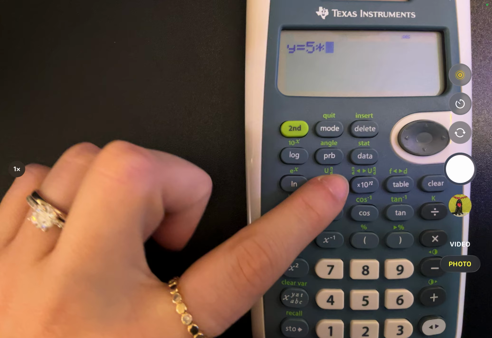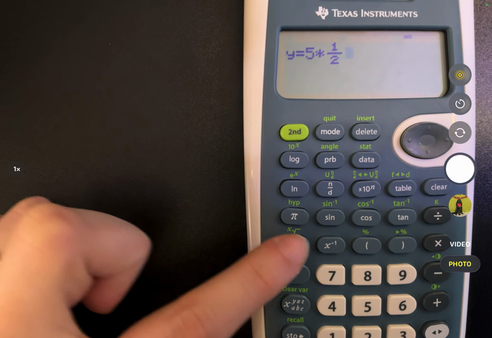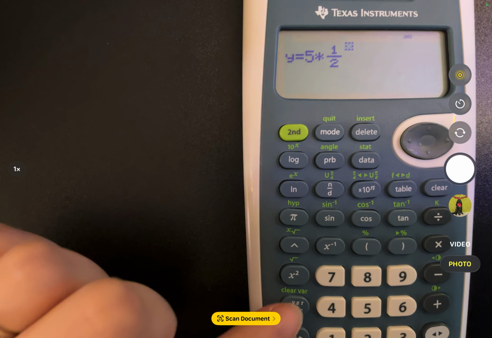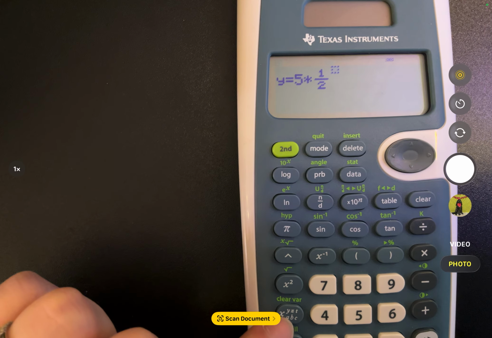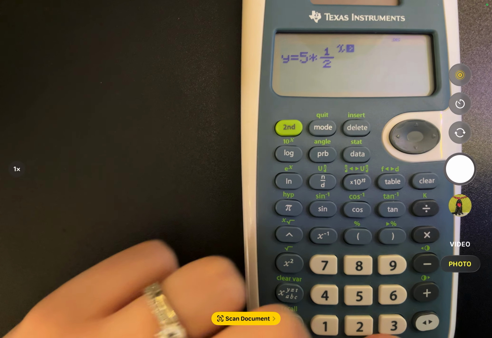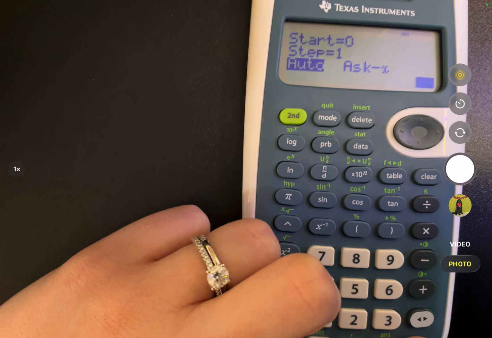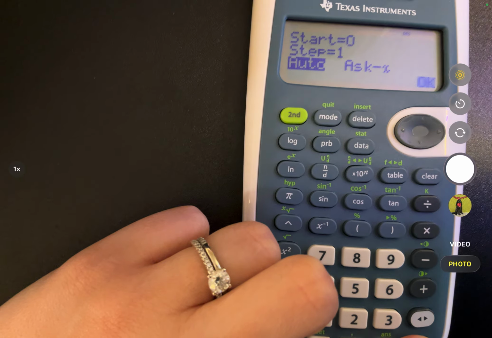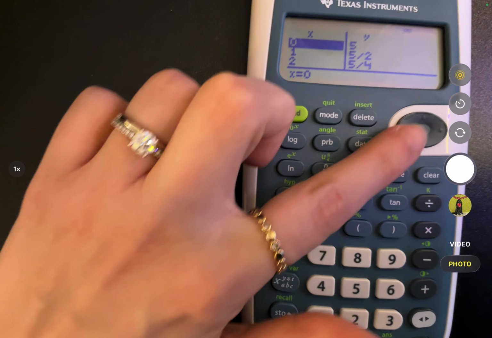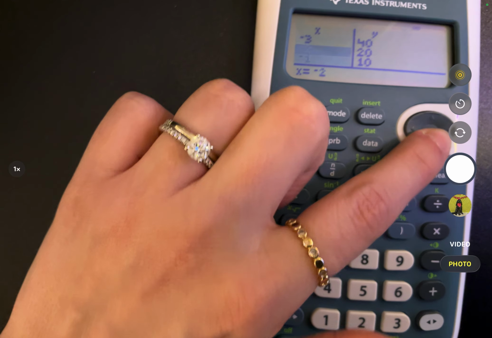5 times 1/2, and it gets raised to the power of x. And the x button you use for that is right here at the bottom, right there. Okay, then you press enter, and you go to OK. Just keep pressing enter until it gets to OK, and there's the table. It gives you the full table, and you can scroll through it just like the rest of it.